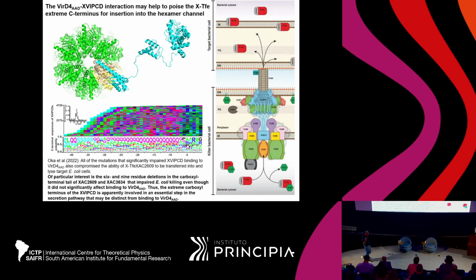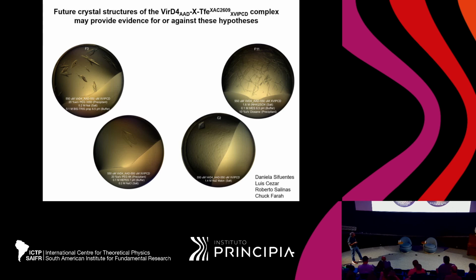So this interaction between the XVIPCD domain and the all alpha domain may be used to position the extreme C terminus of this domain near the opening of the VIR-D4 hexamer channel here. And VIR-D4 is an ATPase, and its ATPase activity is necessary for the successful secretion of proteins through this system.